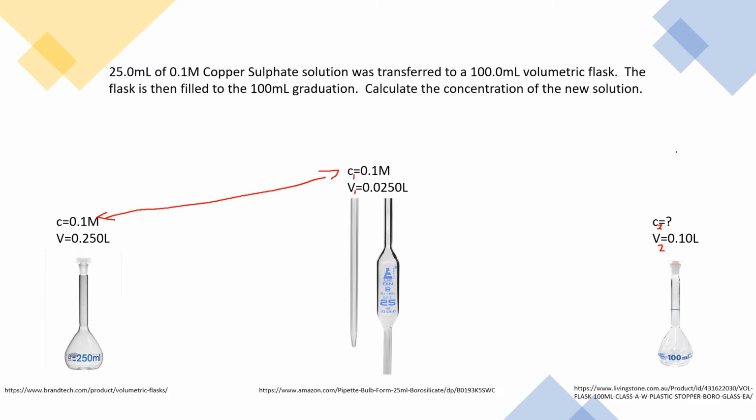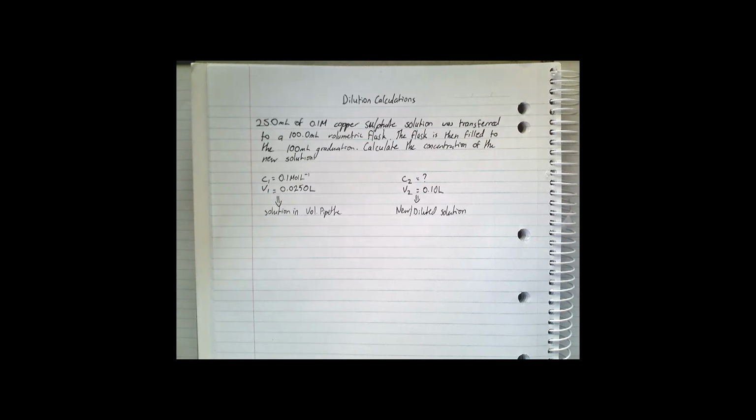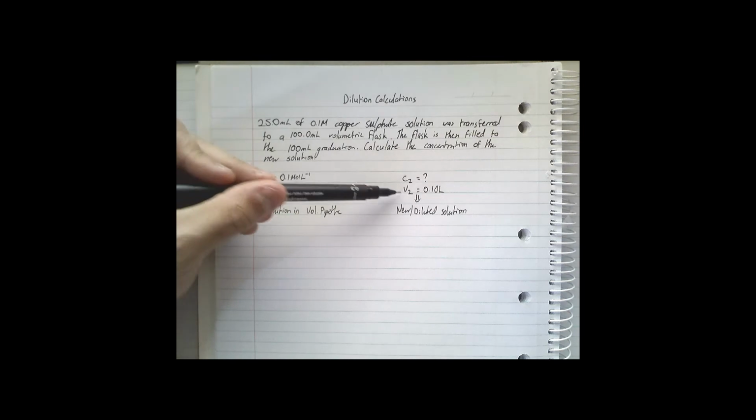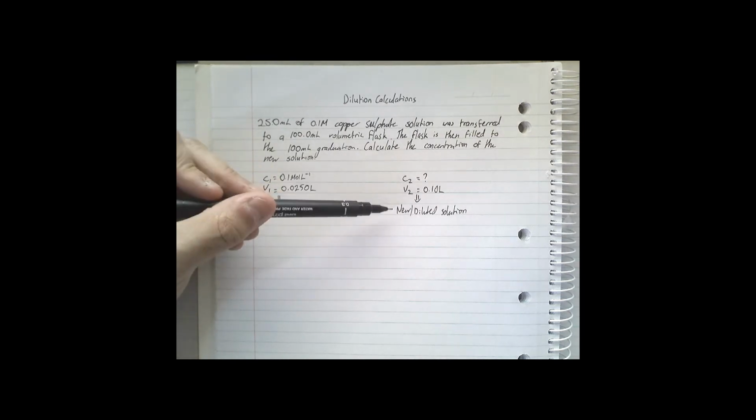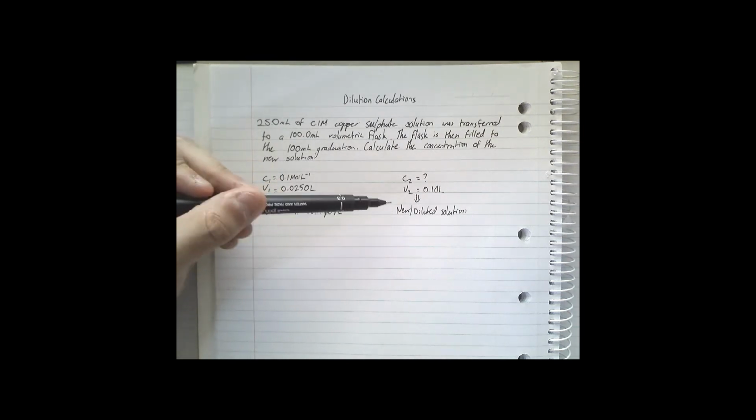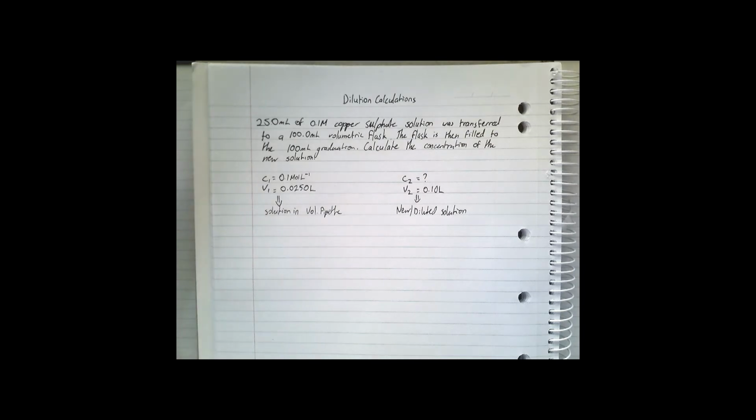Let's get over there. All right, so quick reminder, we have C1 and V1. They reference measurements from the solution in the volumetric pipette. We also have C2 and V2, which represent the measurements for the new or diluted solution. Now, what you'll notice is that C2 is missing because what we're trying to find out is the new concentration of the new solution. There are two ways to solve a problem like this.